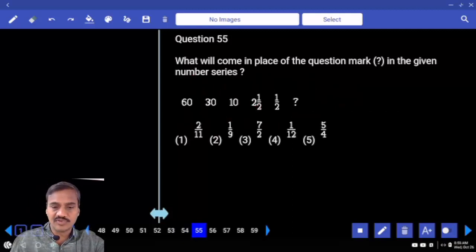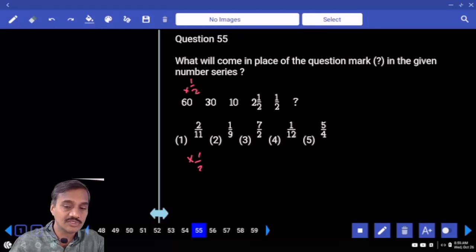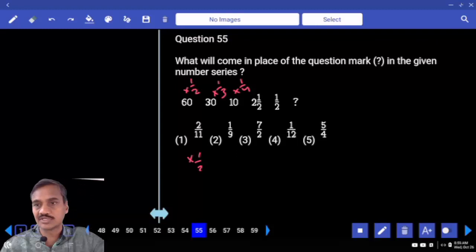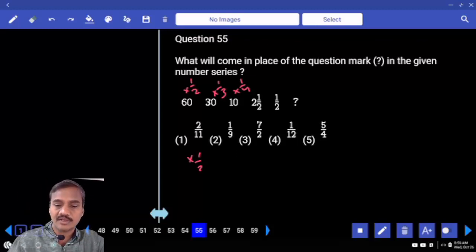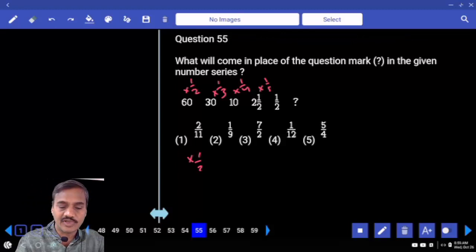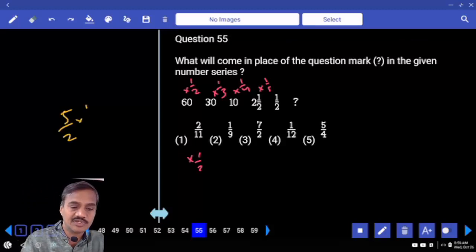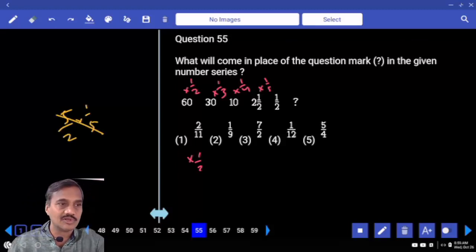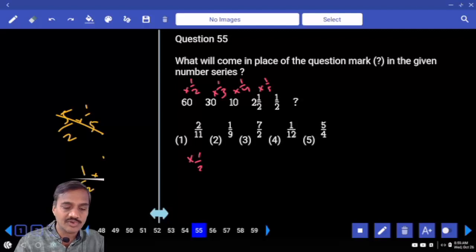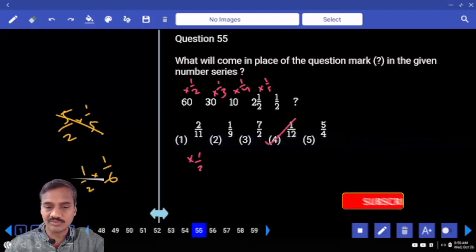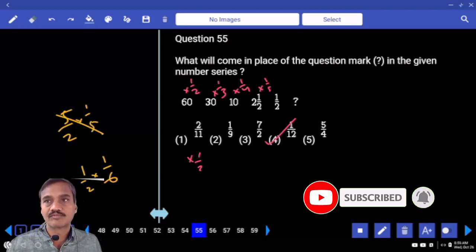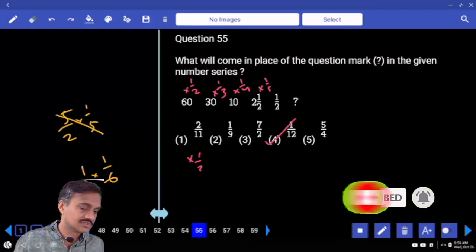Then coming to this 55. 55, 60 and 30, how can we write it? 60 into 1/2, 30. Into 1/2, fine. Next one into 1/3. Next one into 1/4, that is 2.5, which fits. 2 1/2 is nothing but 2.5. Next one into 1/5. 5/2 into 1/5, what happened? 5 got cancelled, 1/2 remained. Now 1/2 into how much? 1/6. 1/2 into 1/6 is 1/12, that is choice 4. Question number 55, choice 4 is the answer.